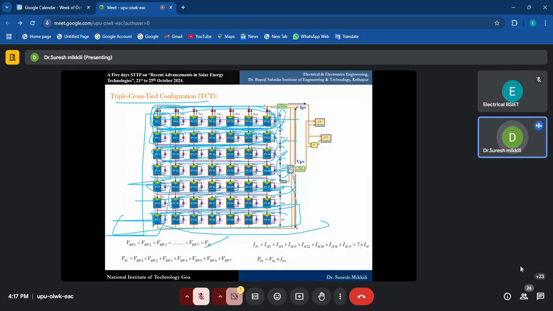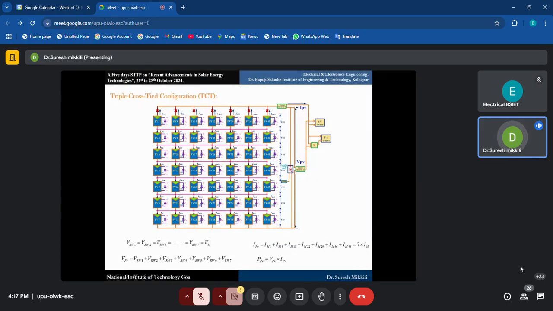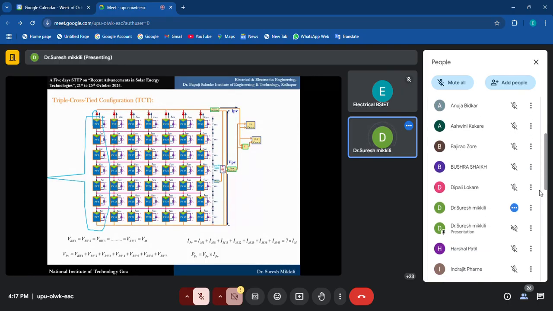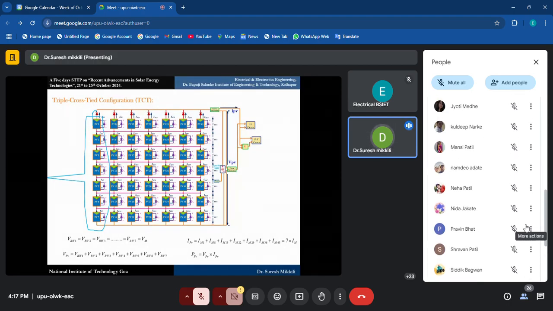These are all connected now. Now, currents, if I consider, this one you consider. This is one string, the first string, the current flowing through the first string, plus the current flowing through the second one, the current flowing through the fourth one. So what can be taken is IM1 plus IM2, IM3, IM4, IM5.